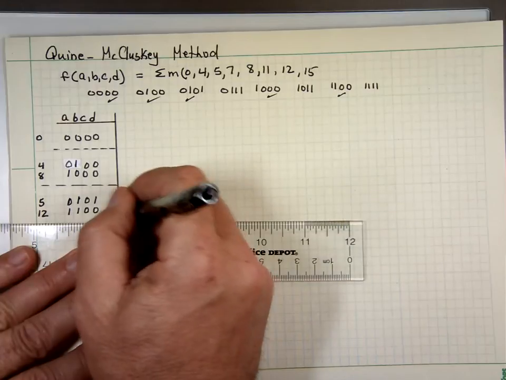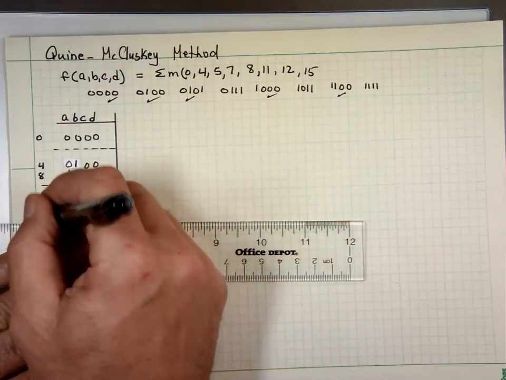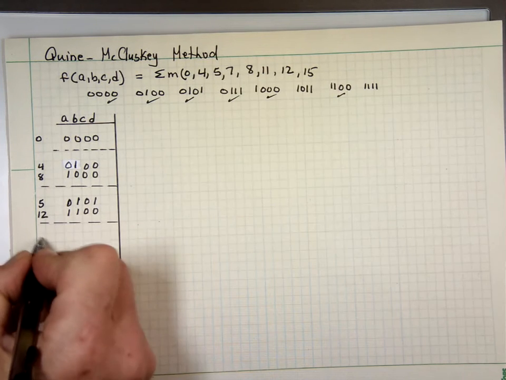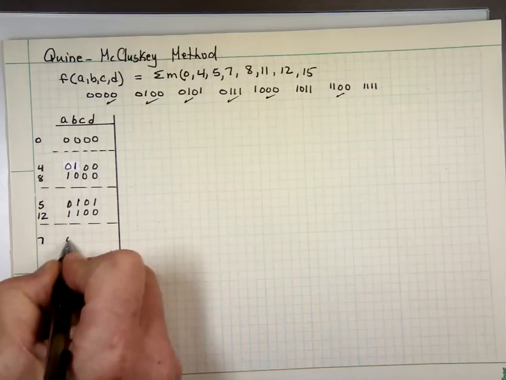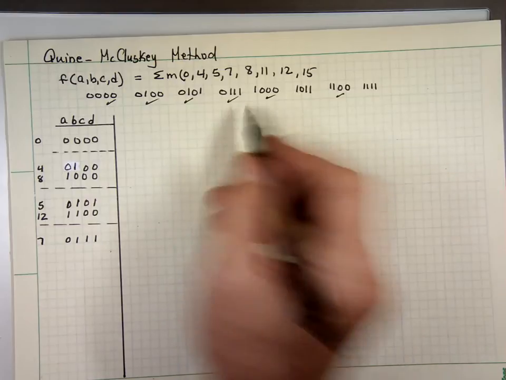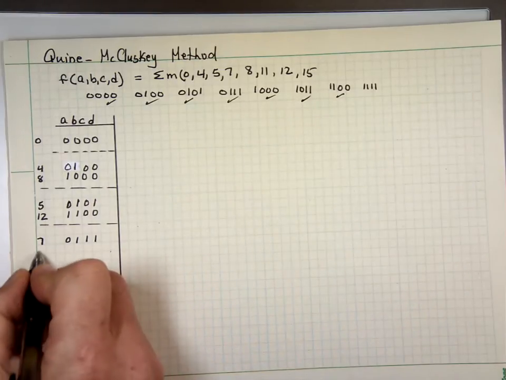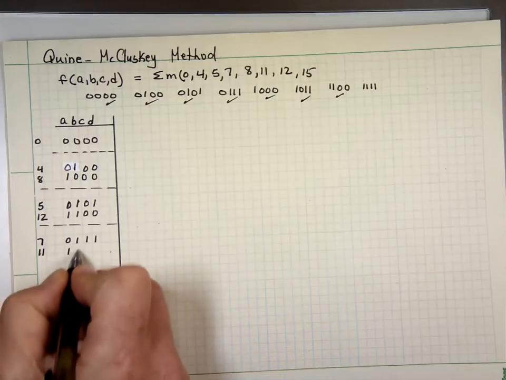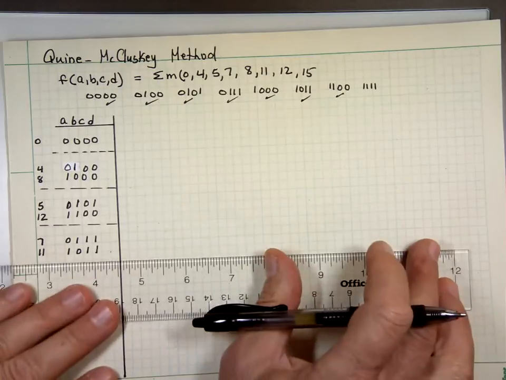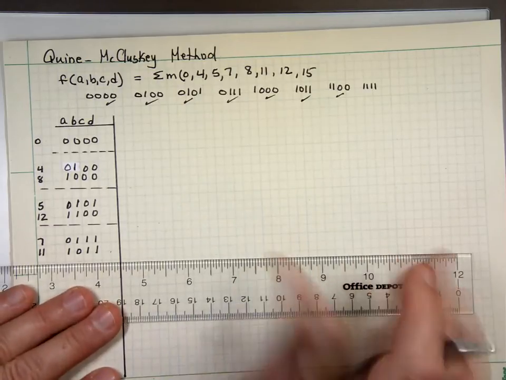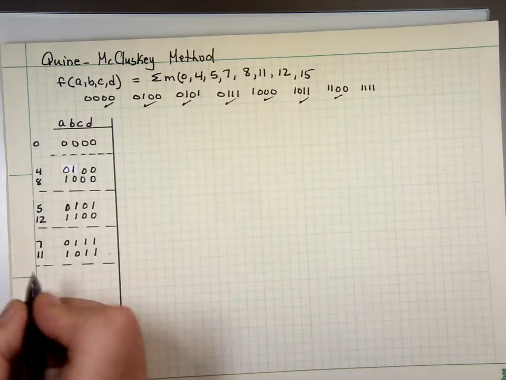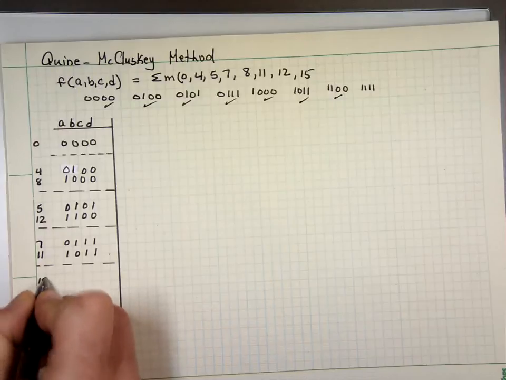Let's list all the ones with 3 1s in them. 3 1s, we have what? The 7. The 11. Any more? That's it. And now let's list the ones with all 1s in them, and that's the 15. 4 1s.